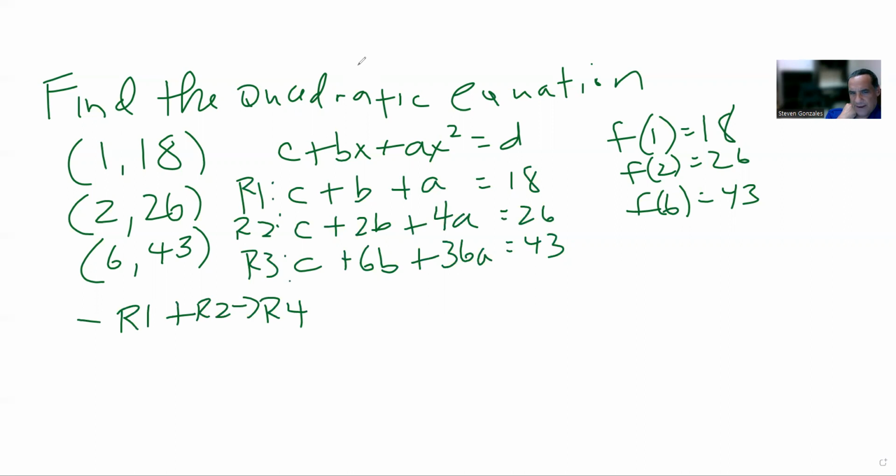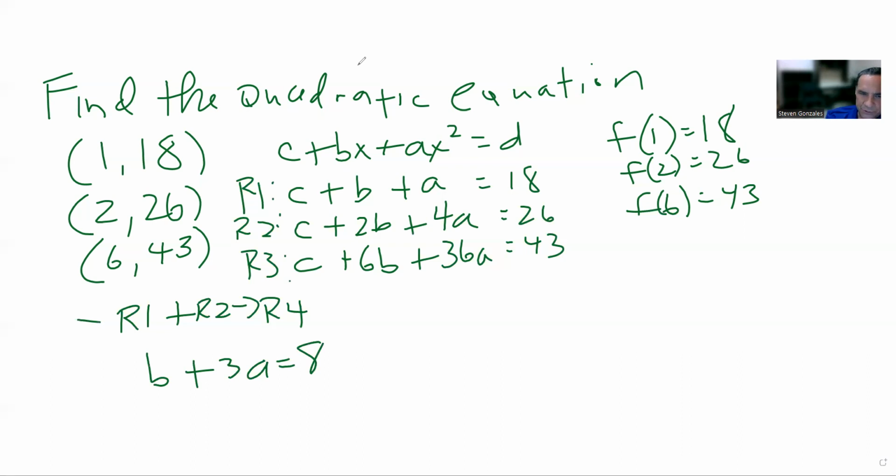But all I know is that I'm going to subtract C, B, A, and 18 from C, 2B, 4A, and 26. That's going to leave me with B plus 3A equals 8. That's the first one.